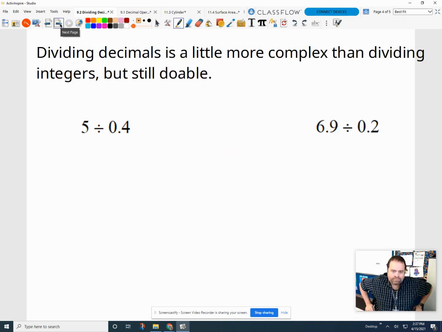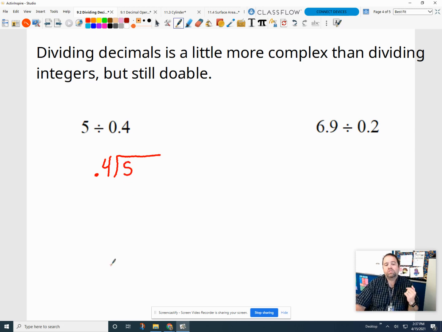All right, division. These are no harder than dividing regular numbers. However, we're going to do these long division by hand, but you've got to move the decimal point a certain way. So I'm going to set this up. This is 5 divided by 0.4. So I've got 0.4 outside of my little division house and a 5 on the inside. The number under the division sign is 5 point, right? That's where the decimal point would be.